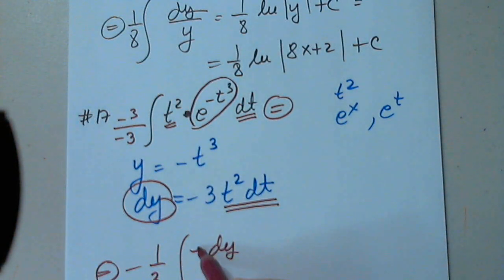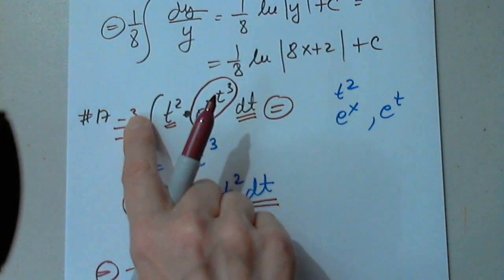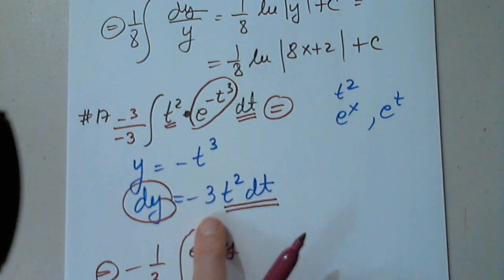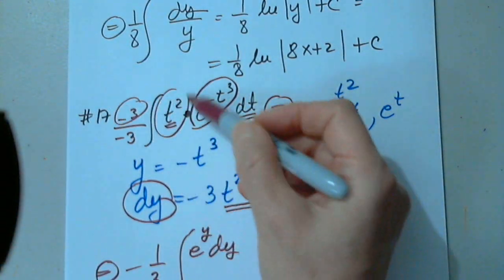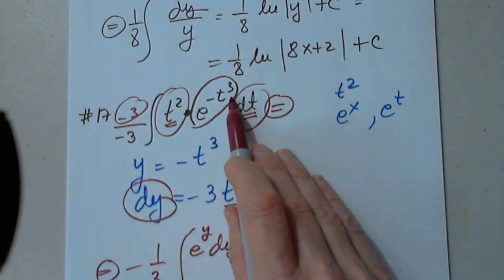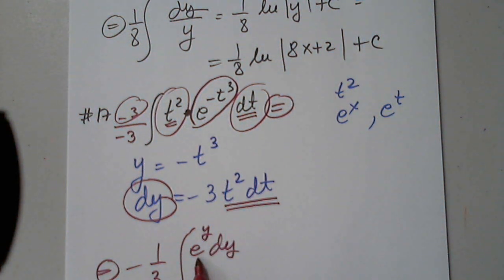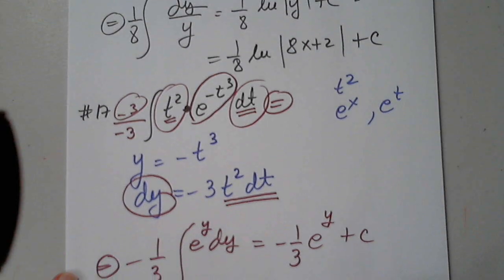And this is e to y. E to y, -3 from the top with t squared, with dt. This and this are replaced by dy, and e to -t cubed is e to y. No problem, -1/3 e to y plus a constant c.